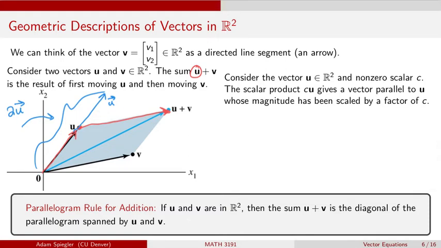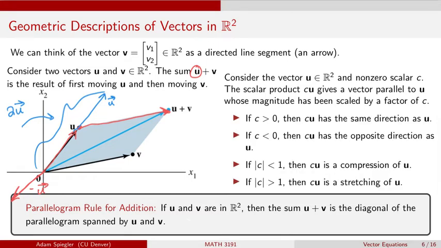If we were to multiply by a negative scalar, just keep in mind that in addition to changing the length of the vector, it's also going to flip the direction around. So for example, that vector over there is the vector minus u.